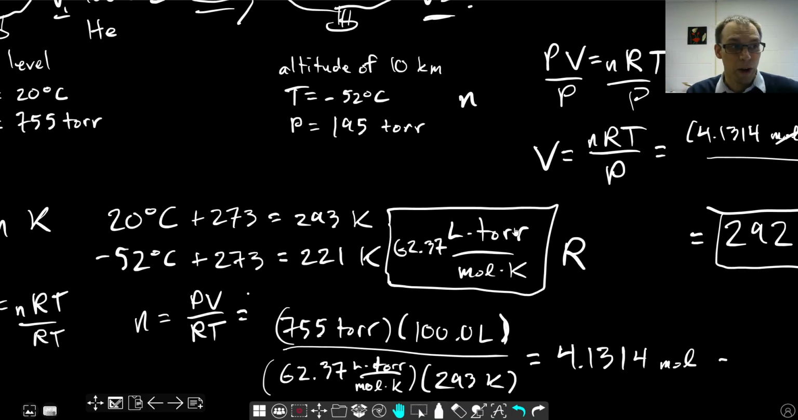And then also as you're going from one state of the gas to another state of the gas, keep track of what's staying the same. In this case, it was the number of moles that stays the same because the balloon doesn't leak.